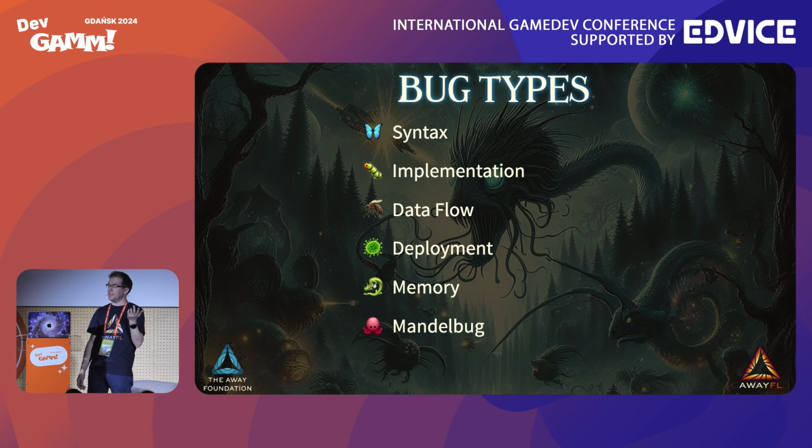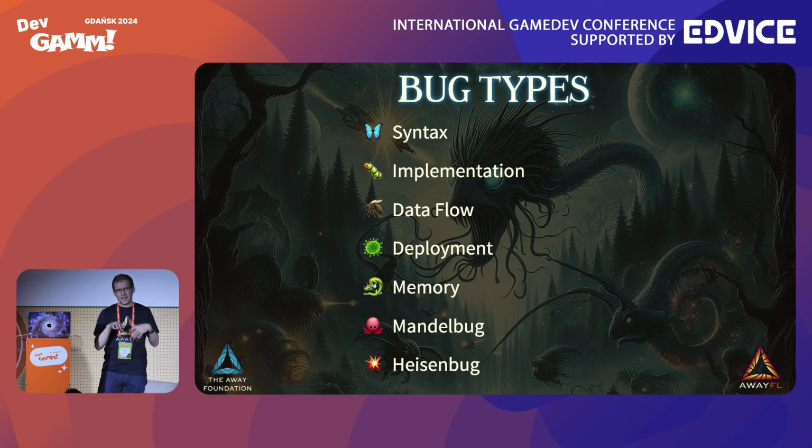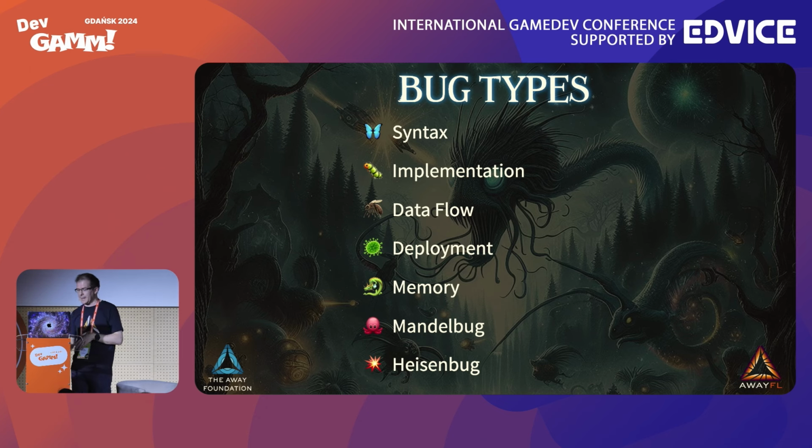So a Mandel bug is a bug that appears random, and you don't know what's actually causing it, and it doesn't happen in any kind of consistent manner. And a Heisenbug is another kind of random bug, but one that when you actually test for it, it suddenly stops creating a bug and fixes itself. And then when you stop testing it, it goes back to it. So this is the breakdown that I've come up with anyway, and we'll have a look at a few of these.